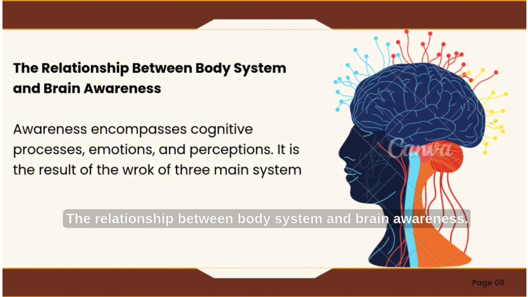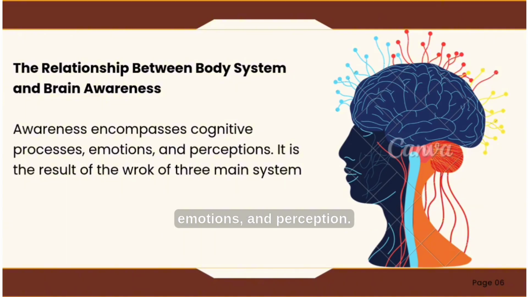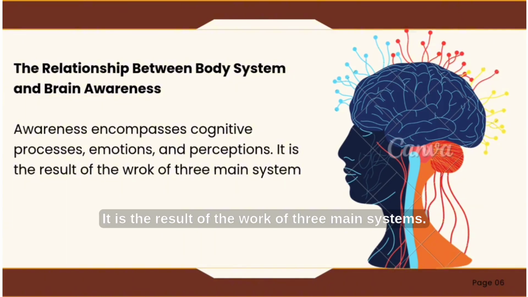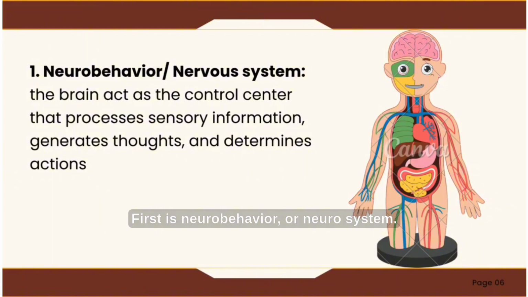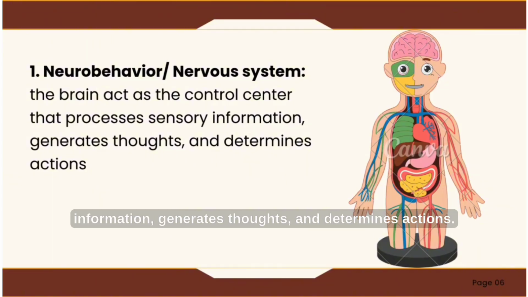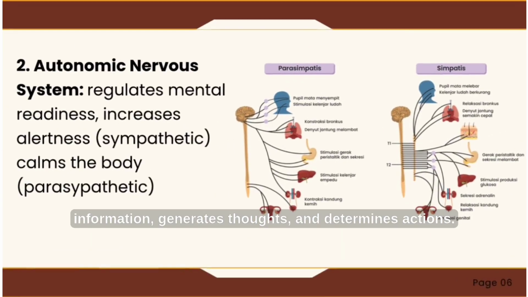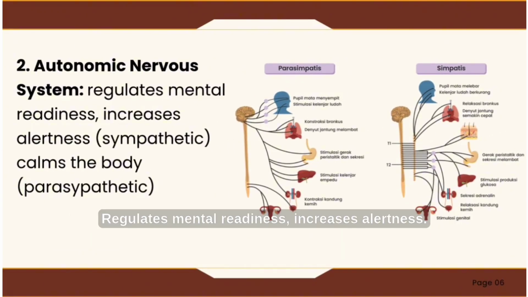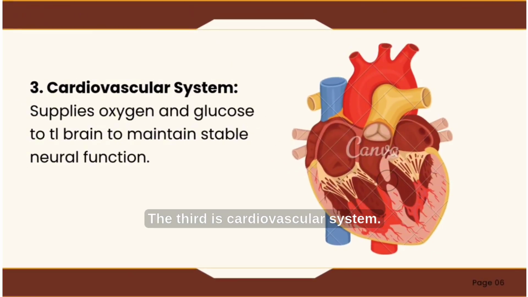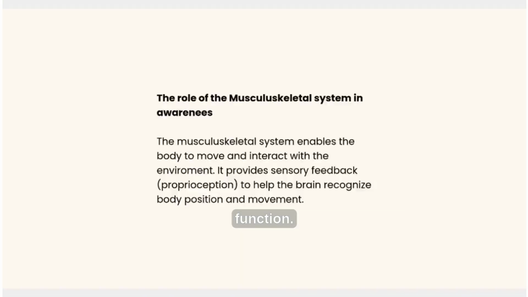Relationship between body systems and brain awareness. Awareness encompasses cognitive processes, emotions, and perception. It is the result of the work of three main systems. First is the neurobehavioral or nervous system. The brain acts as the control center that processes sensory information, generates thoughts, and determines actions. Second is the autonomic nervous system. Regulates mental readiness, increases alertness, sympathetic, calms the body, or parasympathetic. The third is the cardiovascular system. Supplies oxygen and glucose to the brain to maintain stable neural function.